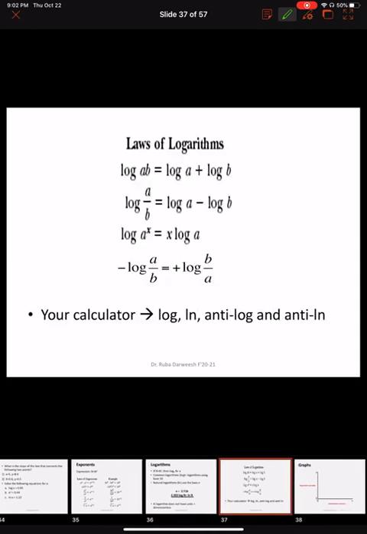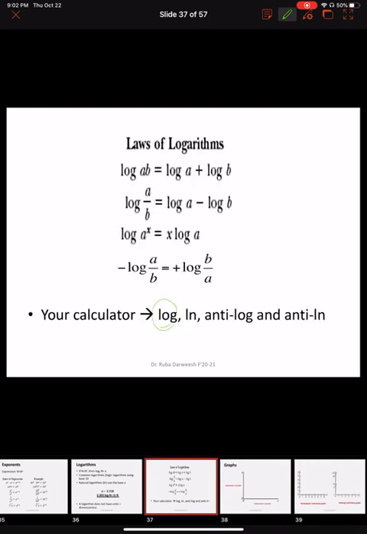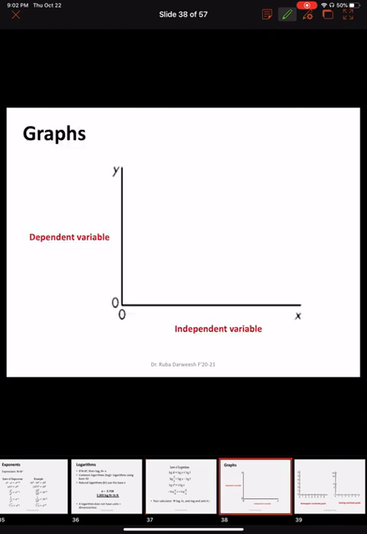Again, some laws of logarithms that you already know because those are basics, but again, I will go through each and every point when I want you to remember anything. As I mentioned, you need to know how to get the log, the common logarithm, ln, antilog, and antiln using your calculator.